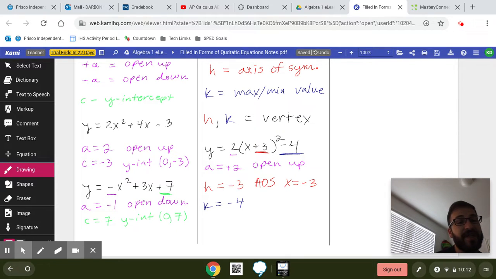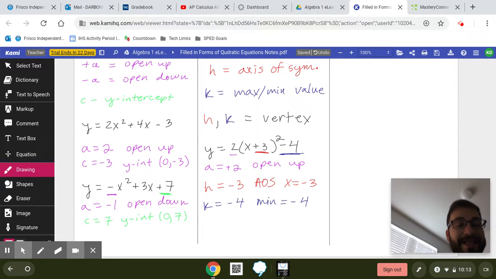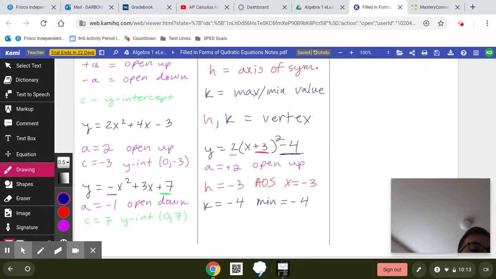And to know if it's a max or min, I have to think about which way it's opening. So since this one is opening up, see how it's going to have that minimum value down at the bottom of the U because it's opening up. So that means my min is equal to negative 4. And then last but not least, I can put my axis of symmetry and my minimum value together to get my vertex. So our vertex is equal to negative 3 comma negative 4.